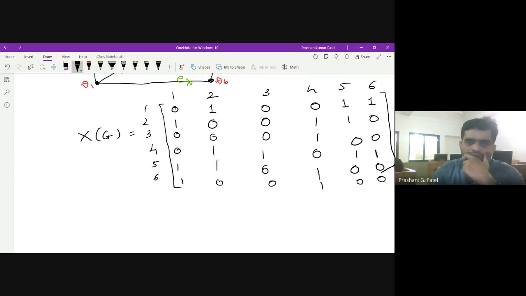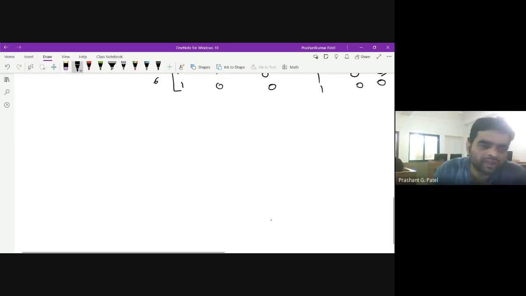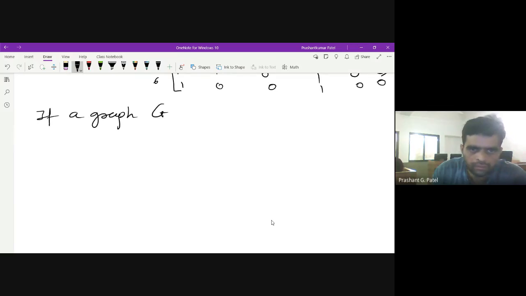So this is a connected graph. In a connected graph, you have such a matrix. What will happen if the graph is disconnected? Can you tell me what will happen if the graph is disconnected?